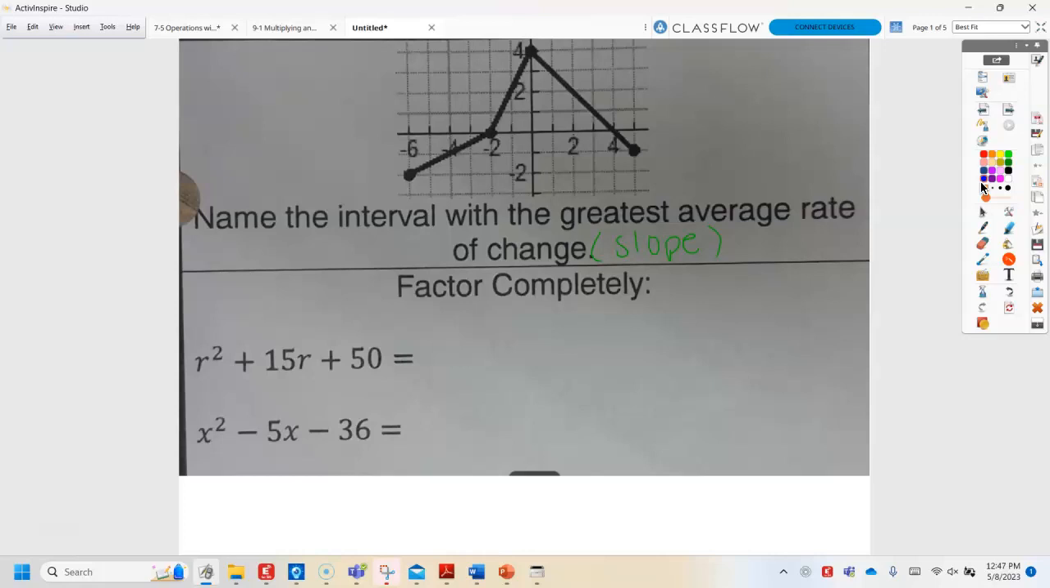So from point -6 to 2, that is going up 2 and over 4. So that had a slope of 1/2. From -2 to 0, it went up 4 and over 2, so it had a slope of 2. And from 4 to 5, it went down 5 and over 5, so that had a slope of -1. So our greatest slope is that +2, therefore the interval was -2 to 0.